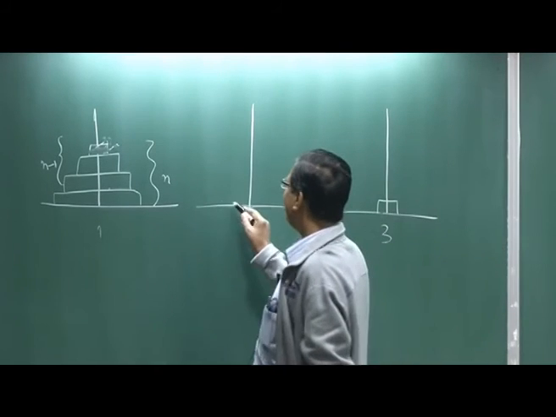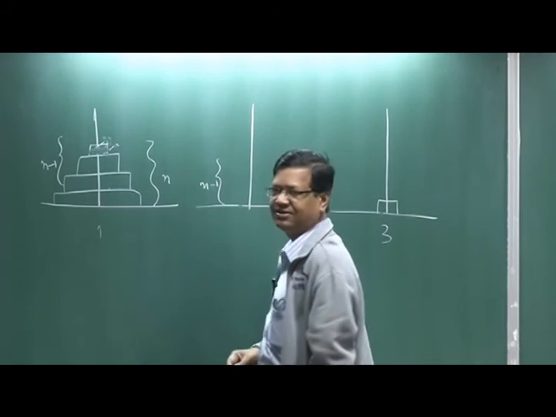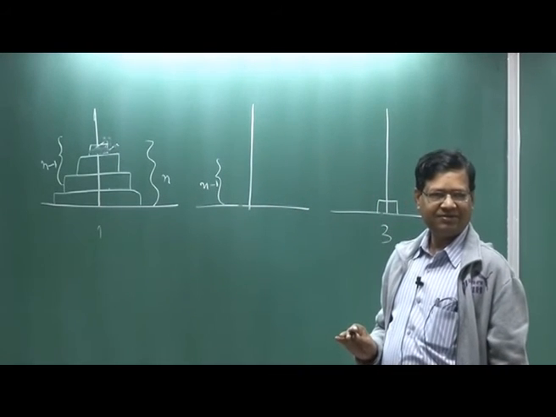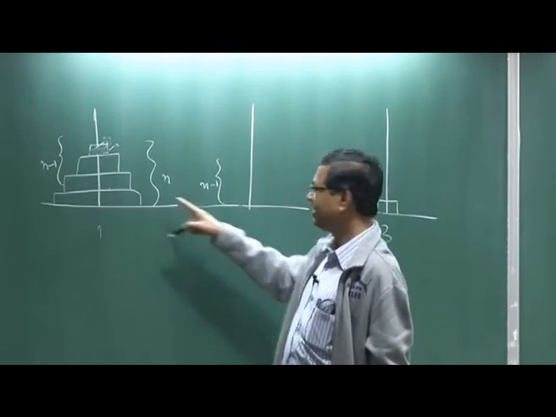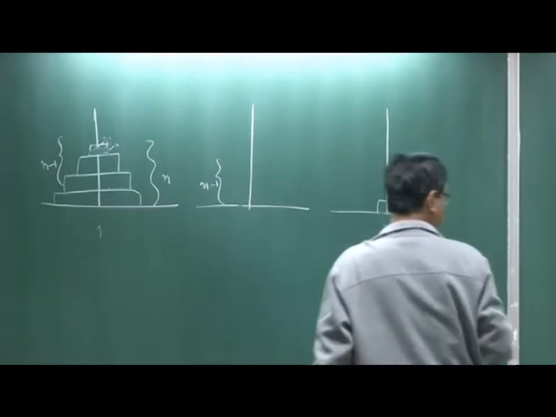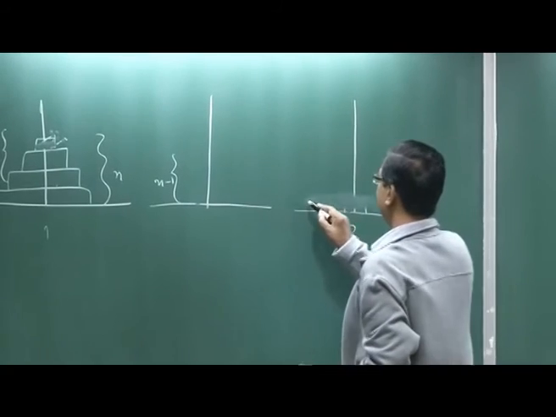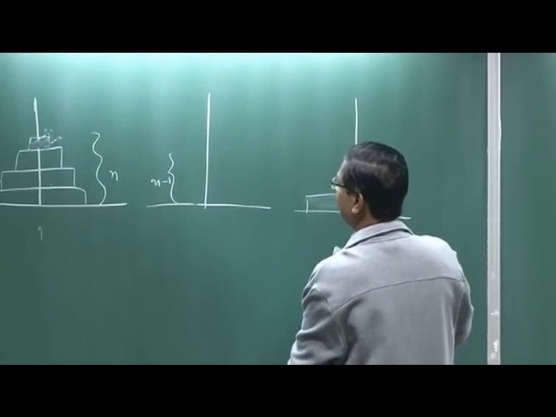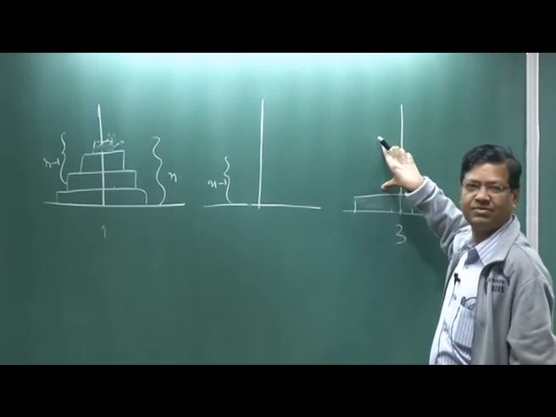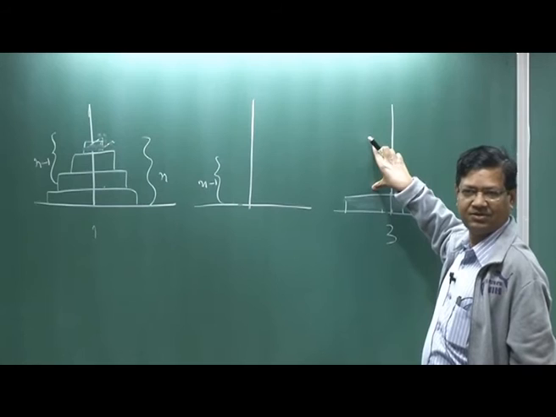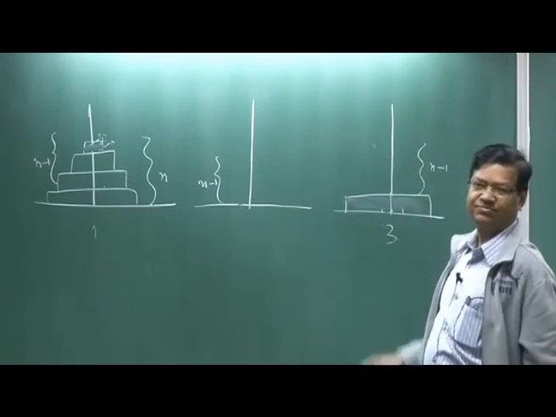Okay, so I send n minus 1 disks here. Okay, the function which you have will do the job. Then the bottom one I sent here, the bottom one. Here, and then take this n minus 1 and put on top. Okay, so n minus 1 on top, so I transferred everything.